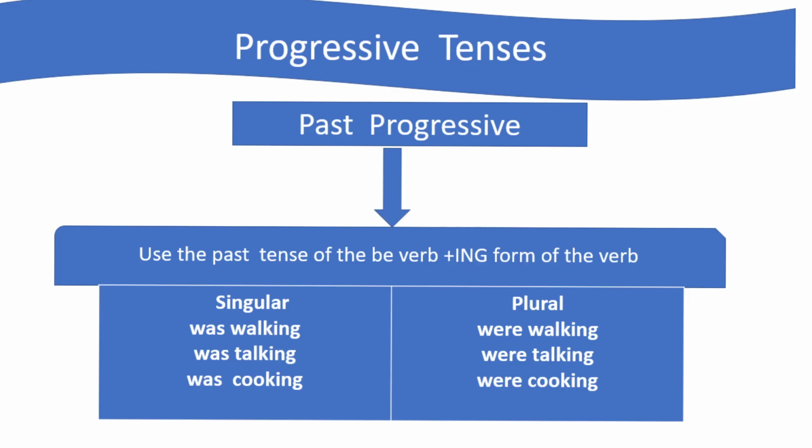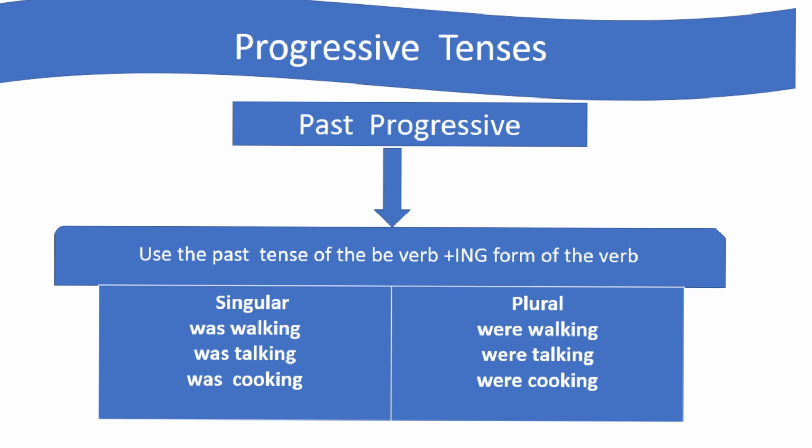Now we have the past progressive. So how are we going to construct our sentence using the past progressive tense? Use the past tense of the be verb plus the ing form of the verb. So we have here examples, singular and plural. Was walking, was talking, was cooking. For the plural, we have were walking, were talking, and were cooking.